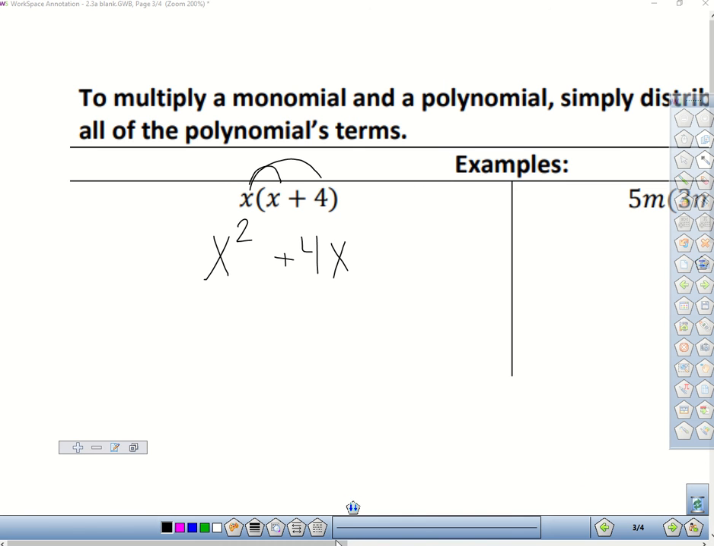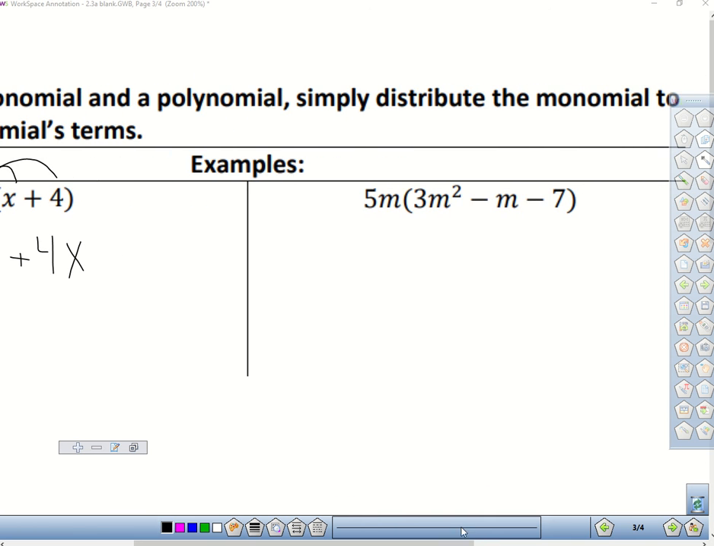Alright, let's try the next one. So the next one, we're going to use the distributive property again, okay? So, what's 5 times 3? 15. Good. And how many m's do we have? 3. Good. The 15m to the third power. Yes, m to the third. You got it.